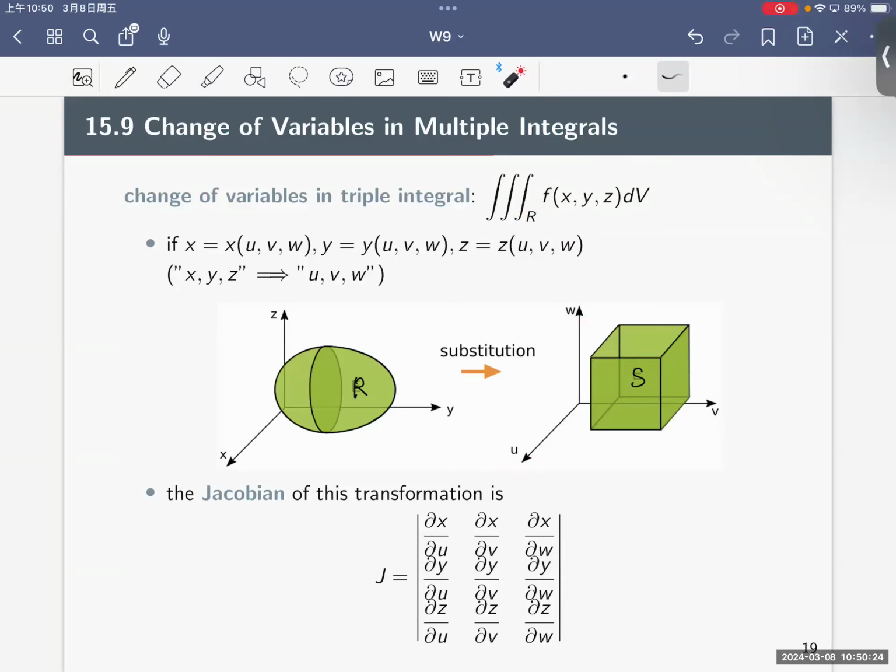The first row has all partial derivatives of x with respect to u, v, w: partial x with respect to u, with respect to v, with respect to w. Second row, I put all partial derivatives of y with respect to u, v, w. Third row, I put all partial derivatives of z with respect to u, v, w.